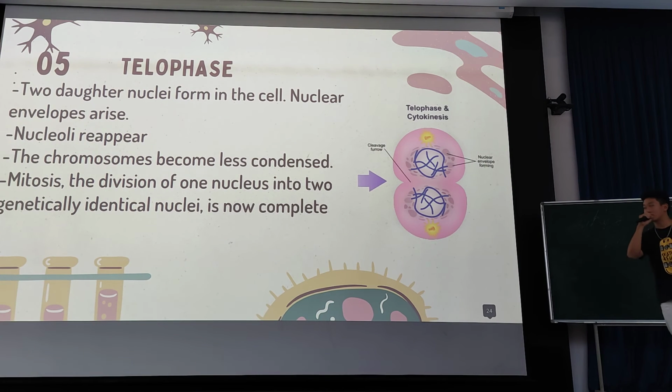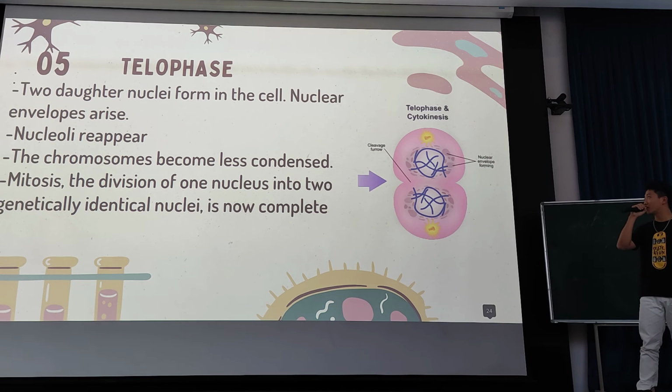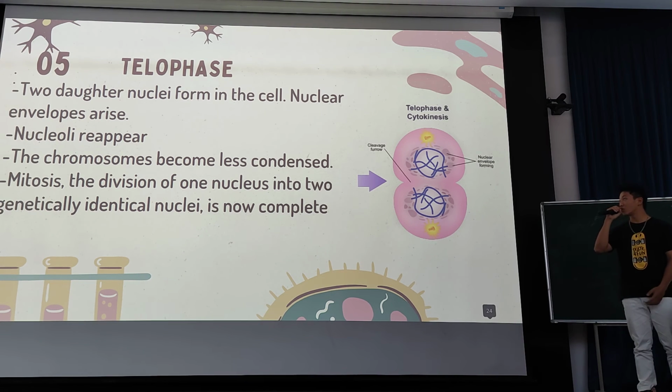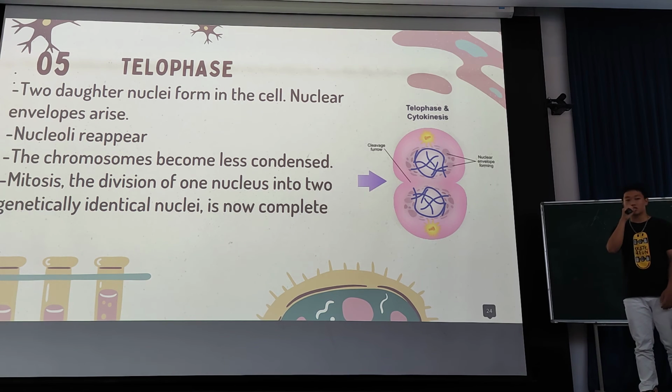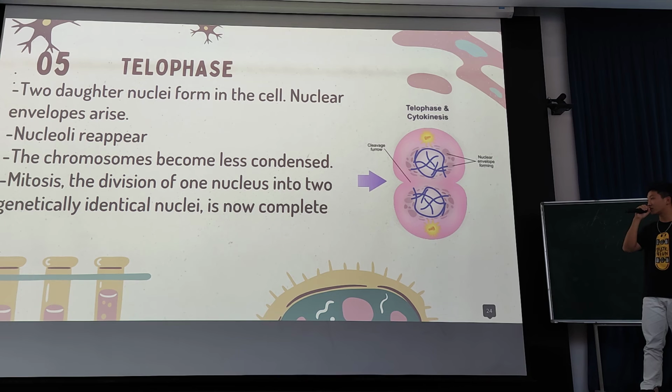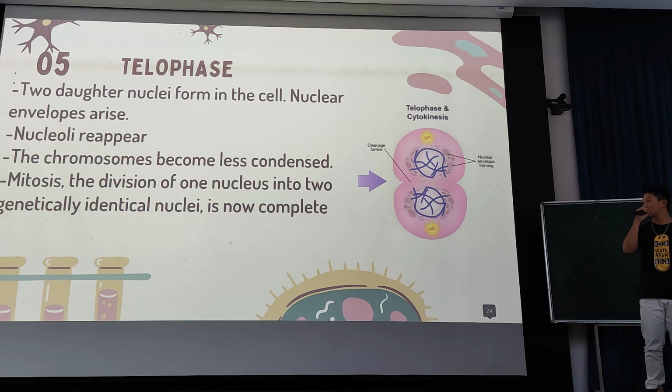And next is telophase. Two daughter nuclei form in the cell, the nuclear envelope arises, the nucleoli reappear. The chromosomes become less condensed, and mitosis, the division of one nucleus into two genetically identical nuclei, is now completed.